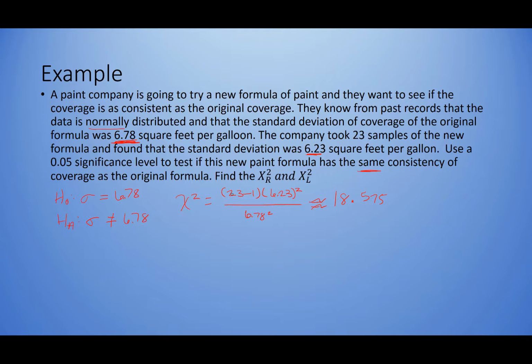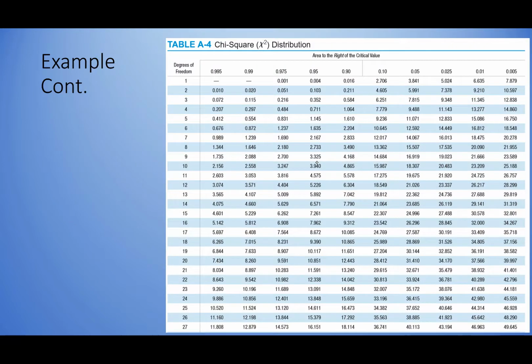Now the second part of the question says to find the chi-squared right and the chi-squared left value. In order to do that, we are going to have to look at our standard chi-squared table. A couple of things about the chi-squared distribution. First of all, it is not normally distributed, so we do not have symmetry like we do with our normal distribution. It's going to be a right-skewed distribution.